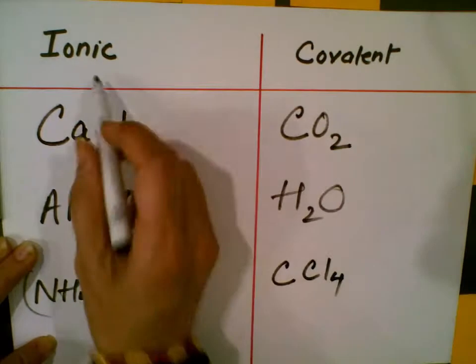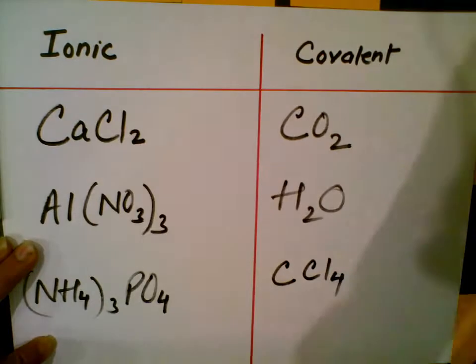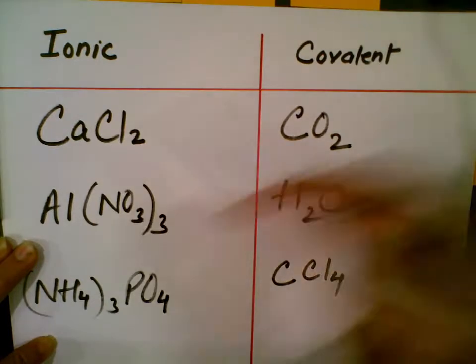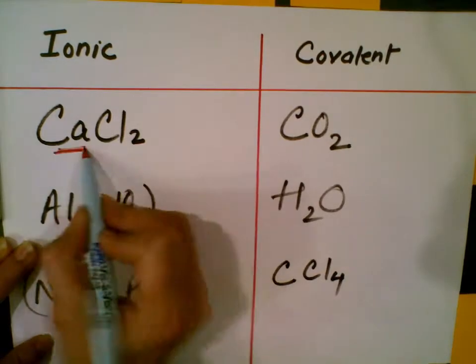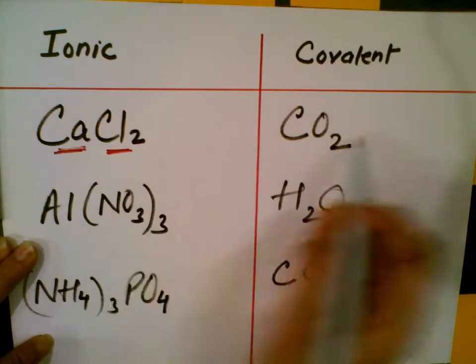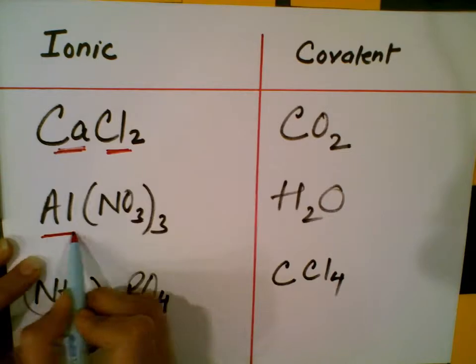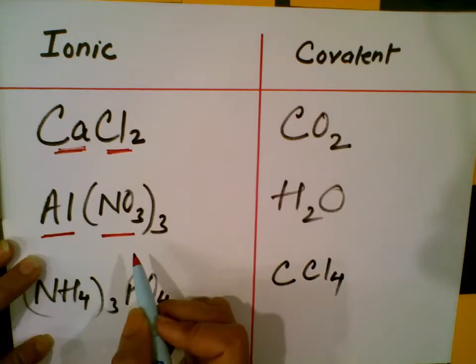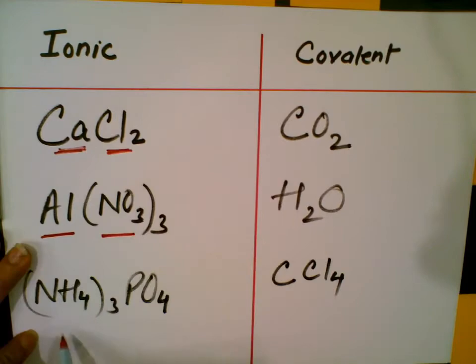So here this one is ionic. How do I know? Because this is made from two ions, calcium ion and chloride ion, right? And again, this is aluminum ion and nitrate ion. We have positive ion and negative ions. Here ammonium ion and phosphate ion.